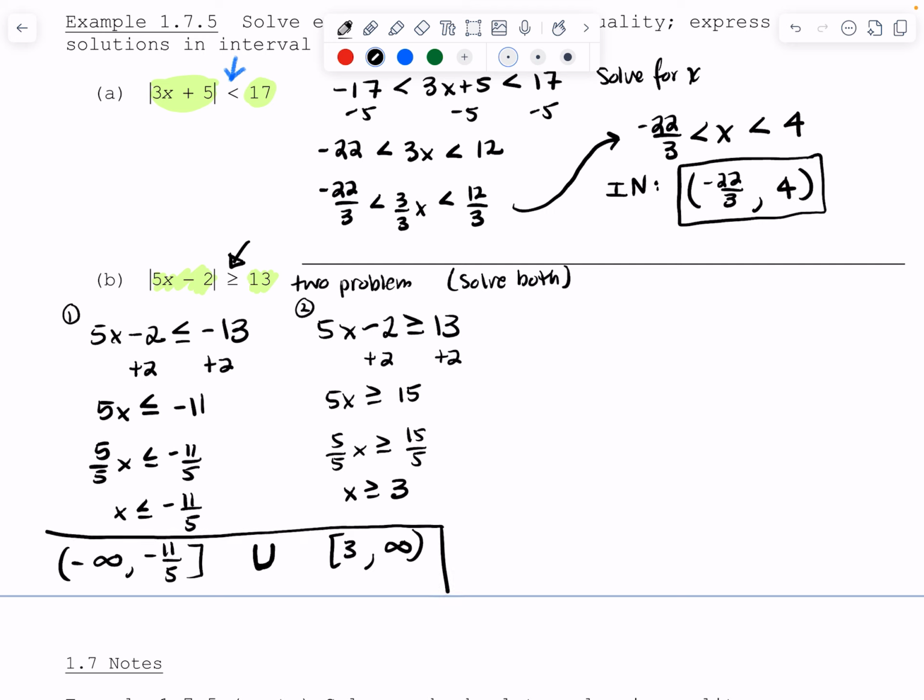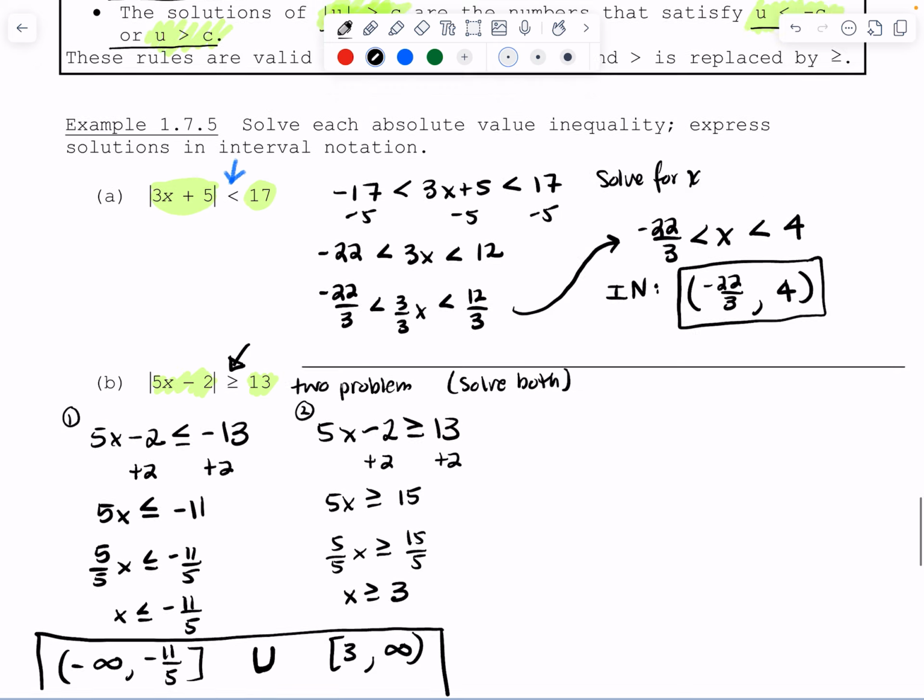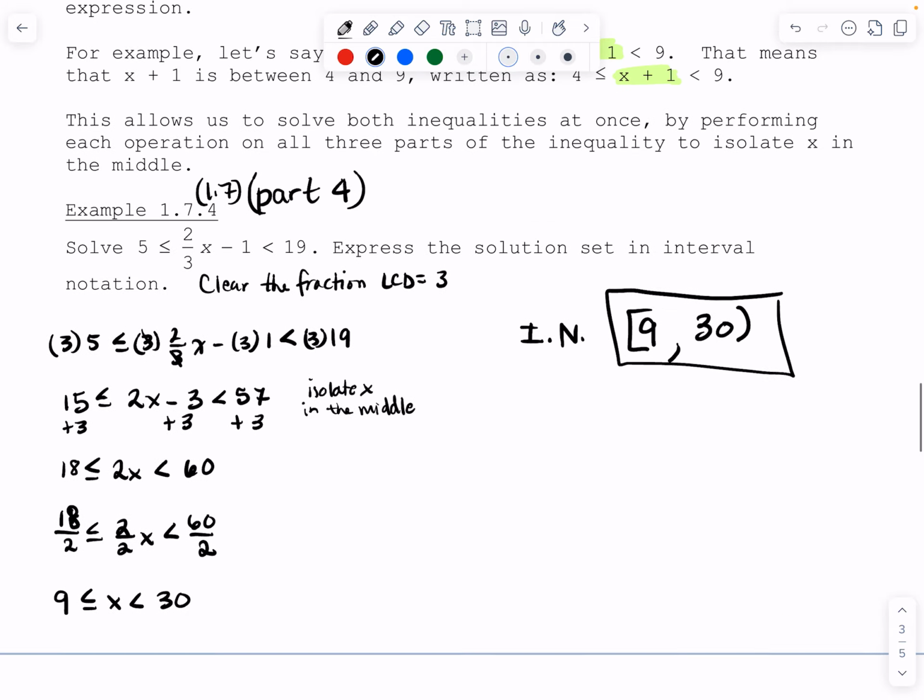So when you do a greater than with an absolute value, you're going to get two answers, and you need to put the union in between the two. I'm going to stop here. I'm just going to look back because I'm starting to lose track of what part we're on.